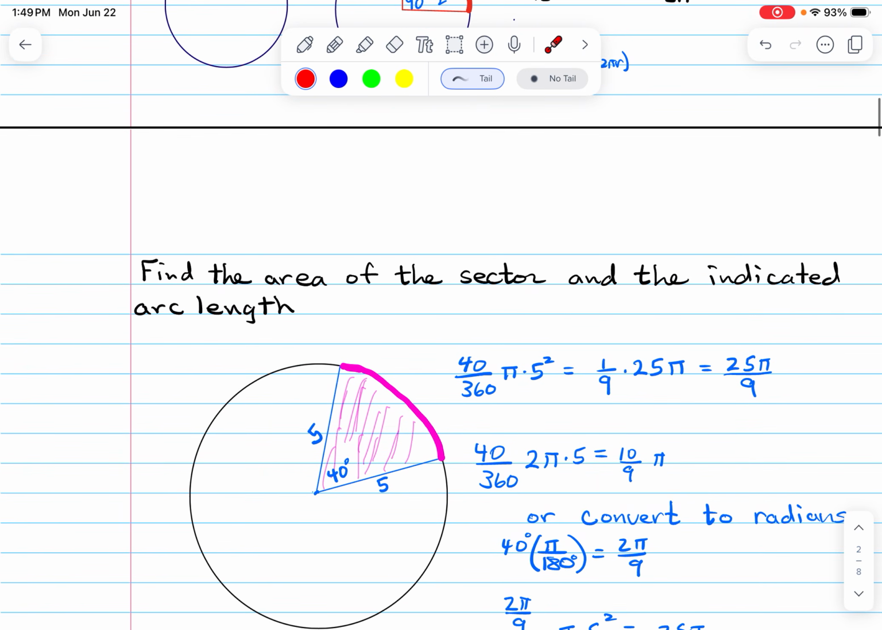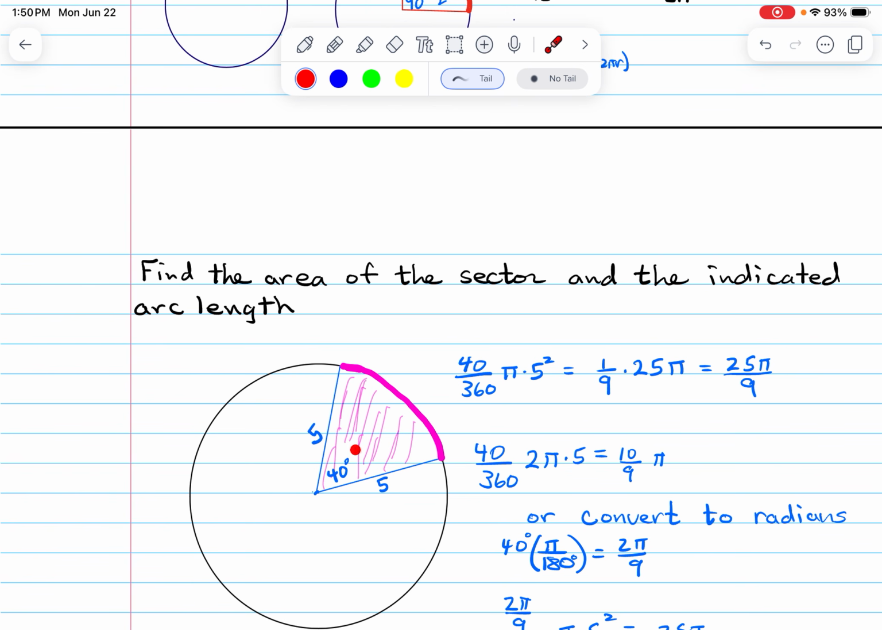Okay. Now, let's look at this. We want to find the area of the sector and the indicated arc length. Okay, so here's 40 degrees. So we take 40 divided by 360 times pi r squared. And it looks like we just get 25 pi over 9. Now the arc length, we take 40 over 360, 2 pi r, and we get 10 over 9 pi for the arc length. Okay, 10/9 pi.